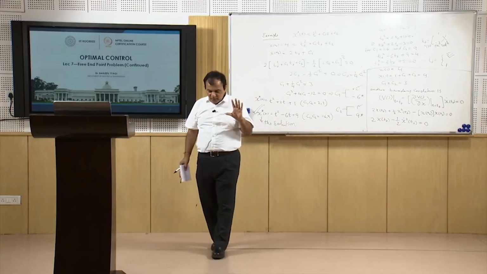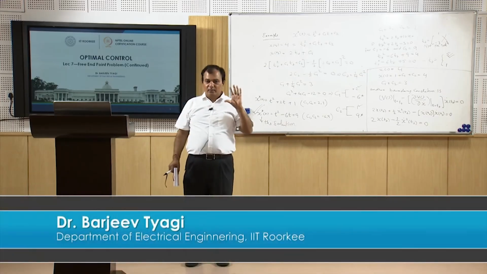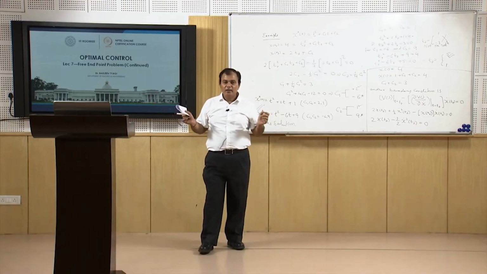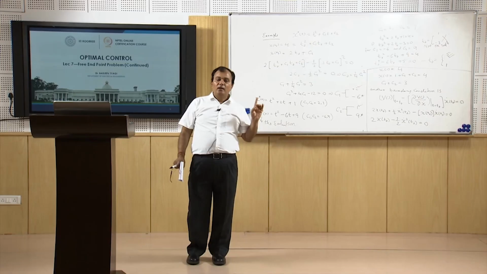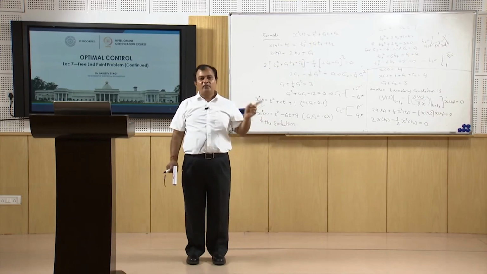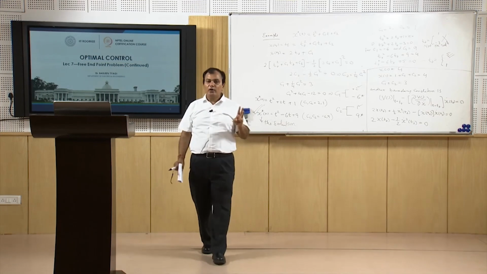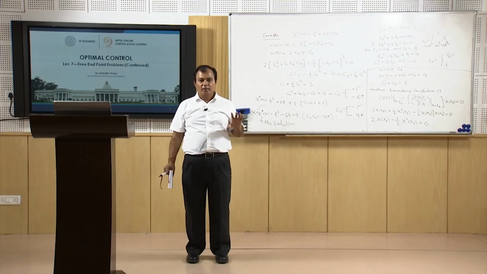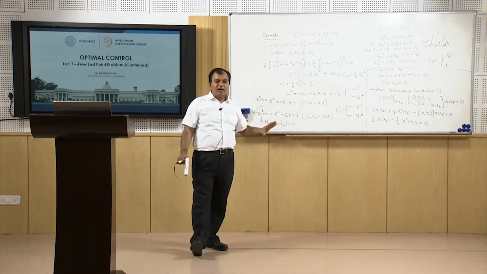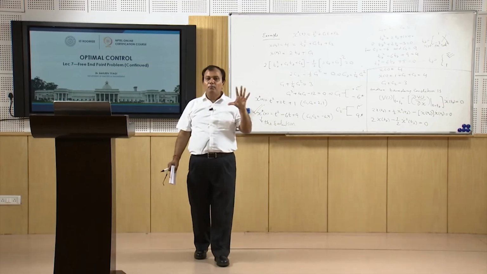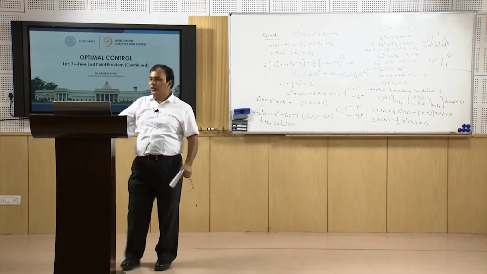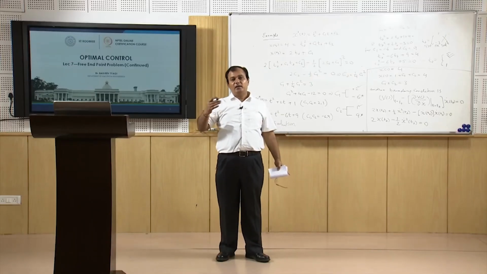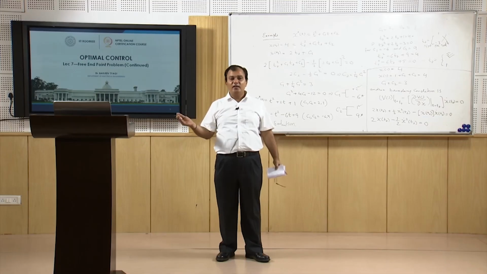So, in today's lecture we have taken the three cases of the fixed endpoint problem. The second case was where TF was fixed and XTF was free, and the third case was where XTF is fixed and TF is free. In the next class we will discuss when both are free, then these two equations will exist and different cases arise in that particular case, which we will discuss in the next class.